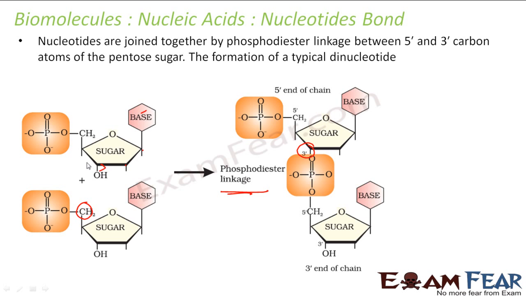Numbering 1, 2, 3, 4, 5, and 1, 2, 3, 4, 5. This is my carbon 5 and this is my carbon 3. So this is the link between these two. Actually, the link is not between these, the link is between this. See, OH minus will leave, it will develop a positive charge, and this will bond. That's what is happening, so they form a bond. This is called phosphodiester linkage. That is my nucleotide.